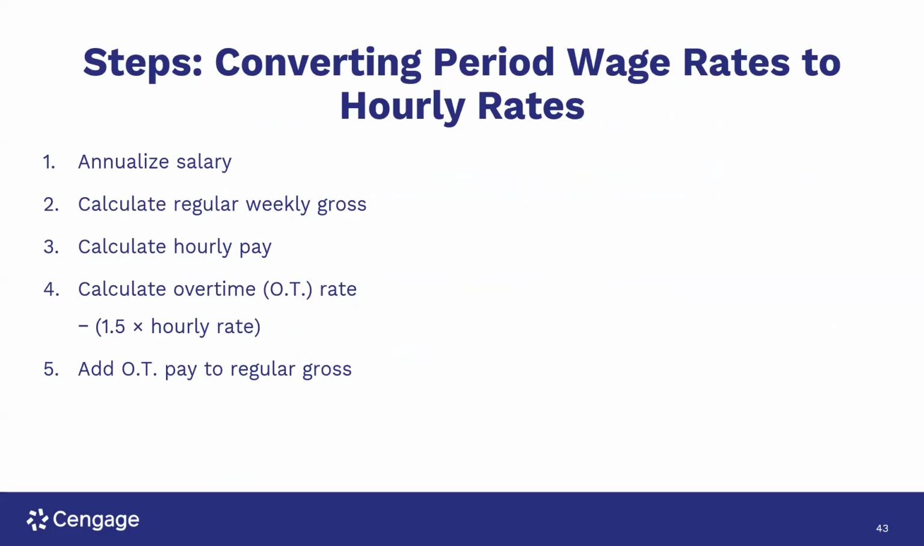And steps for converting period wage rates to hourly rates. First we have to annualize the salary. Calculate the regular weekly gross pay: annualize the salary for the full year, divide it by 52 weeks in a year, then divide it by 40 hours per week, assuming it's a full-time equivalent job, to calculate the hourly pay. Then calculate the overtime rate and add the overtime pay to regular gross pay.